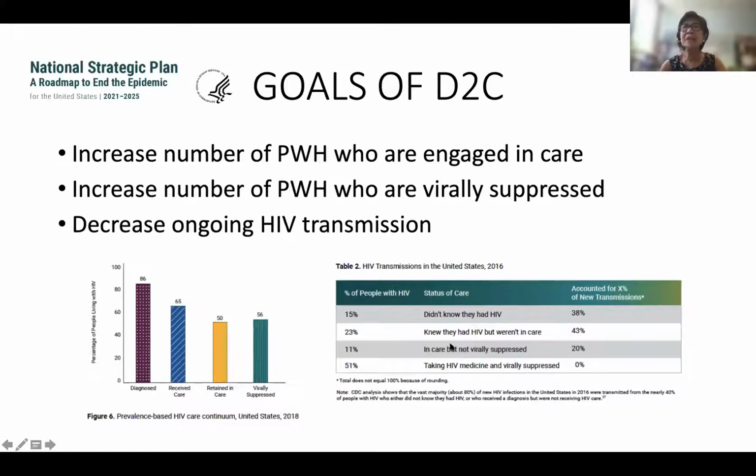And why? It's because if you look at this other table about modeling of who's responsible for HIV transmissions in the United States, people who didn't know they had HIV account for 38% of new transmissions. People who knew they had HIV but weren't in care accounted for 43% of transmissions, and people who were in care but not virally suppressed account for 20%. So this issue of people who are not retained in care, not virally suppressed, continues to fuel the HIV epidemic.